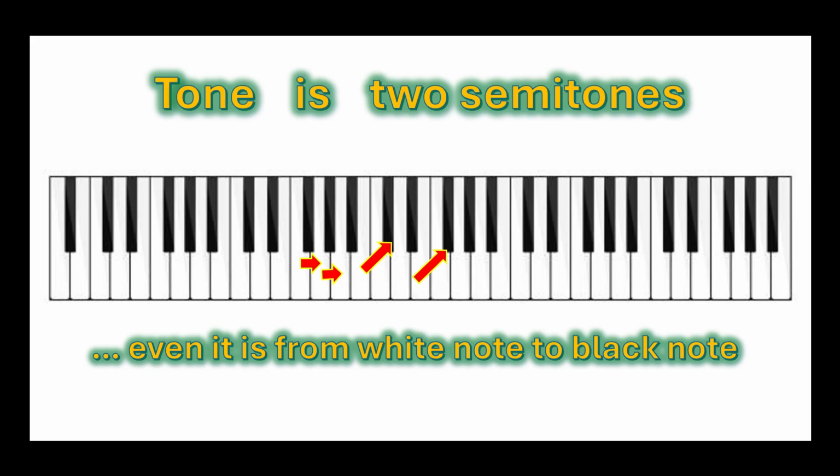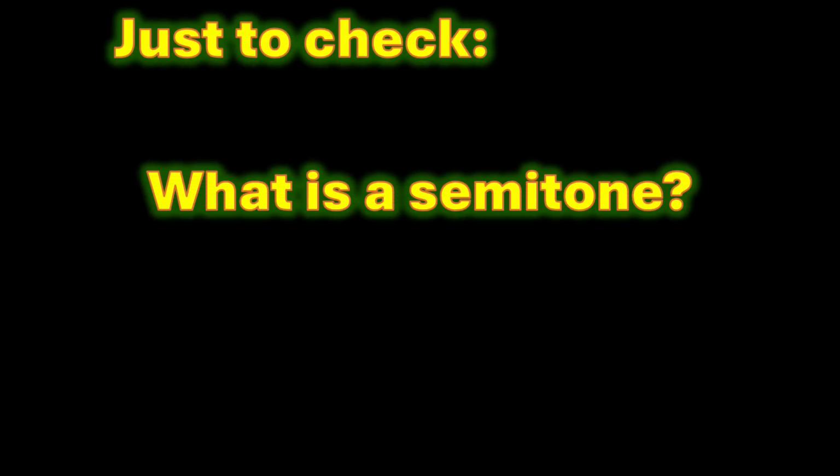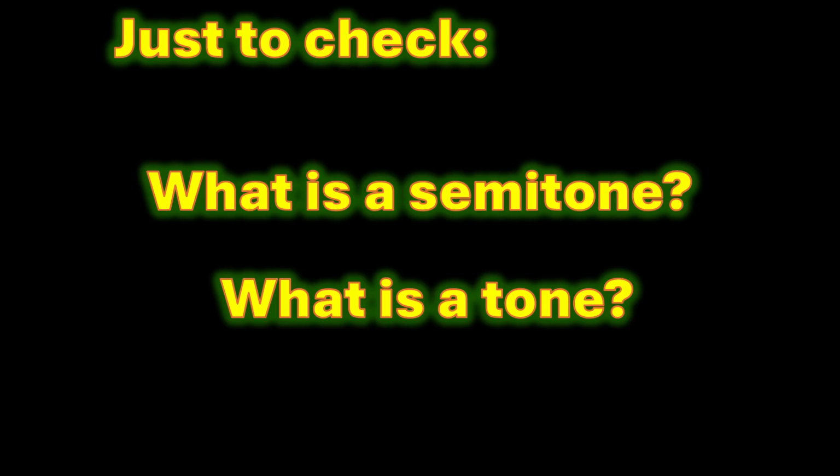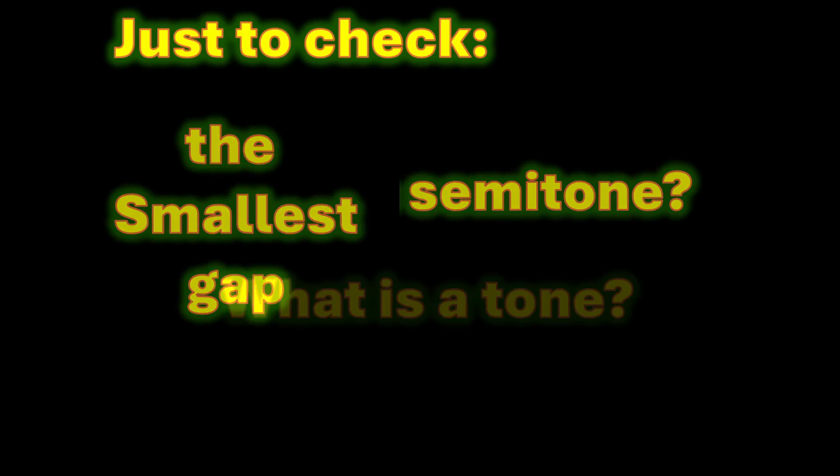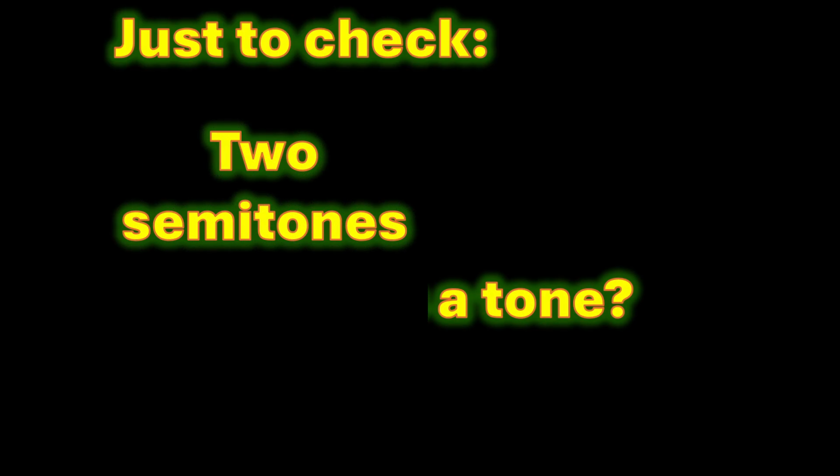So let's just double check that you're with me here. What's a semitone? What's a tone? A semitone is the smallest gap between any two notes, and a tone is two semitones. Right, we're now going to use those words to explore what we mean by a diatonic scale.